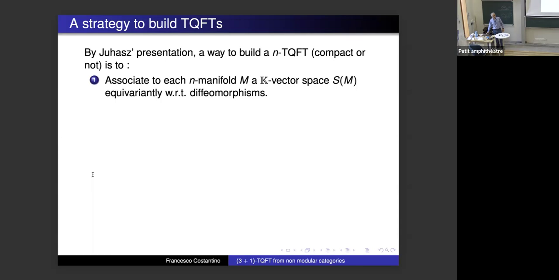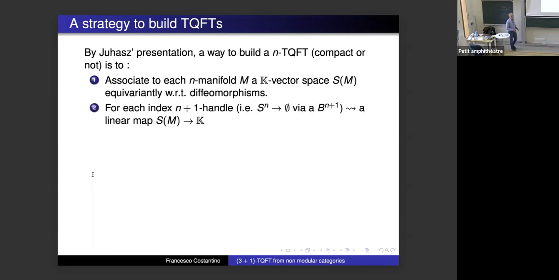And then you need to know how to glue handles to your manifold. So I will count backwards. Might be disturbing at first sight, but it doesn't change anything. You need to know how to glue n+1 handles, which means what? It means that if you have a component of your manifold which is an n-sphere, gluing an n+1 handle means that you glue a ball, B^{n+1}, to that S^n. So it disappears, that S^n. That's the operation of gluing an n+1 handle.